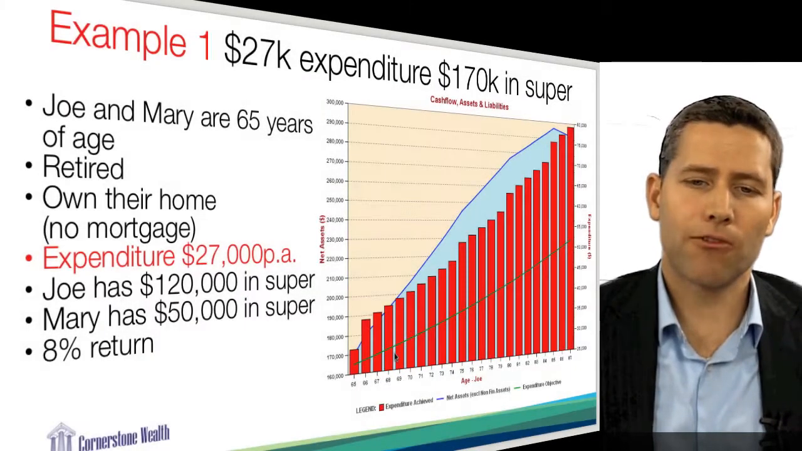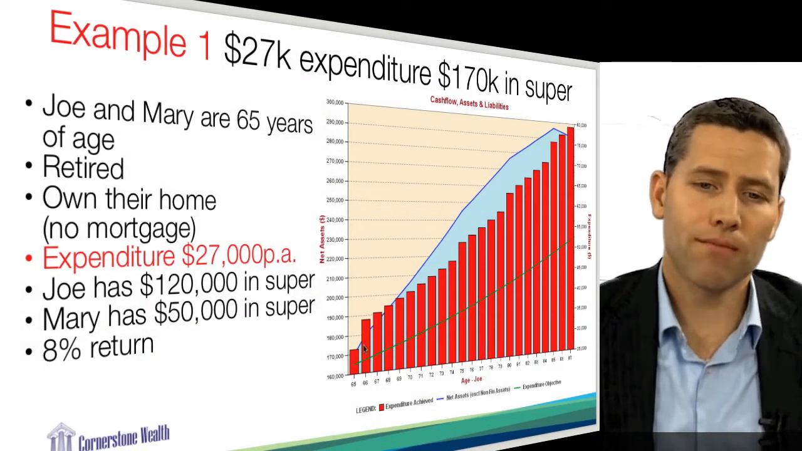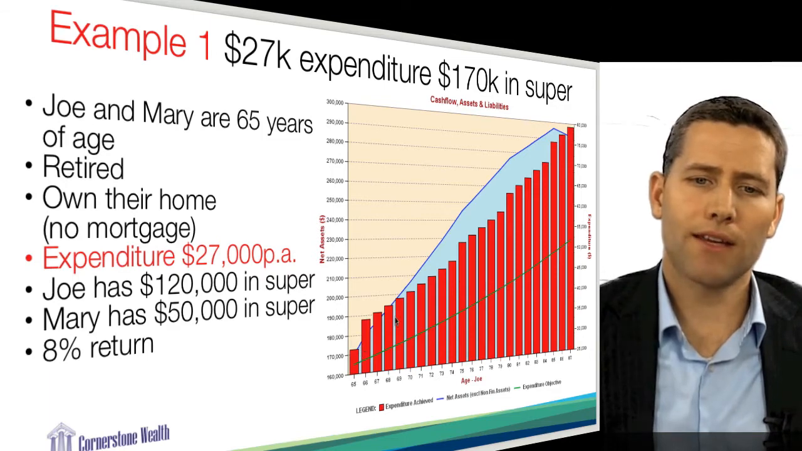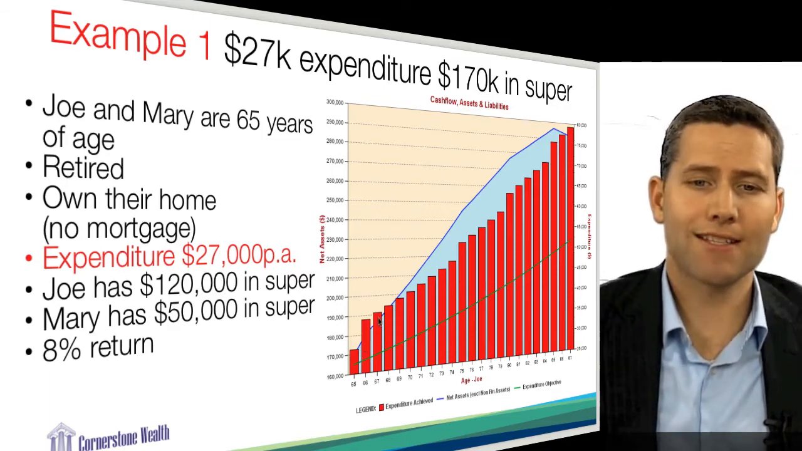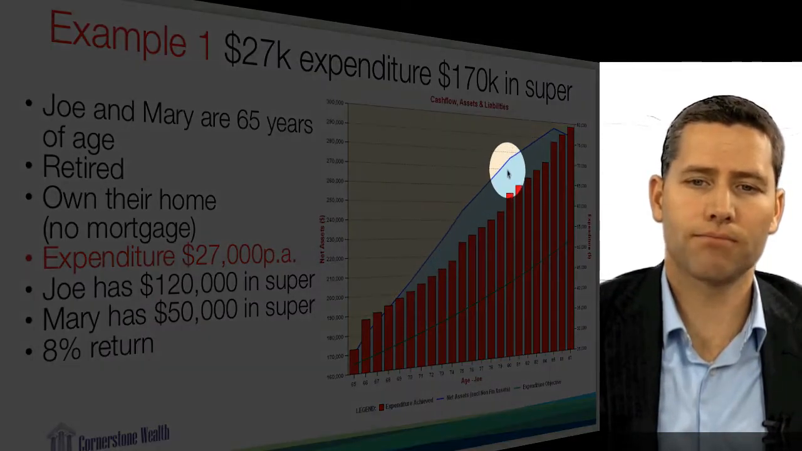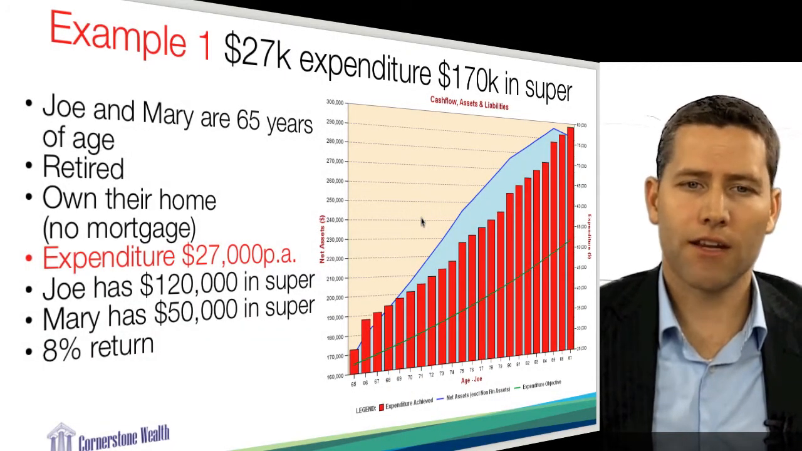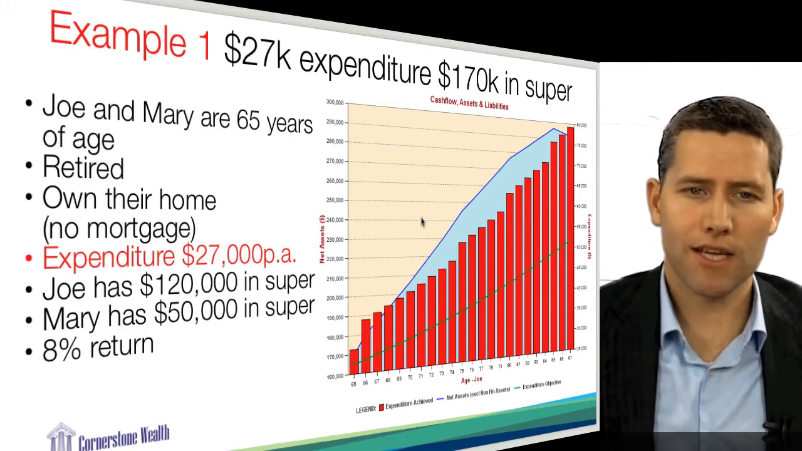They're spending less than they're earning, and because they're combining that with some growth on their investments, this blue line at the back, which represents their assets, continues to grow over time. So they're able to meet their objectives and grow their assets at the same time.